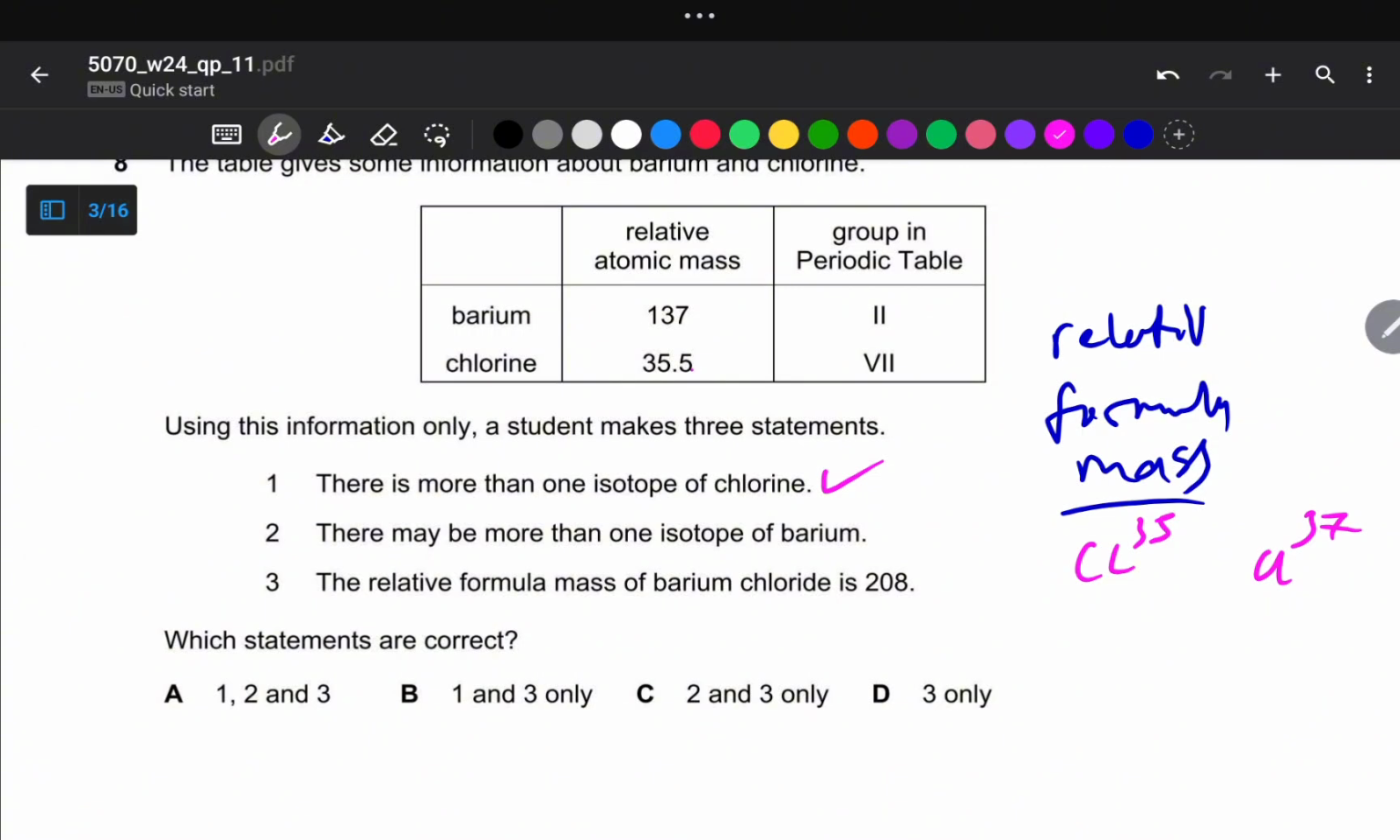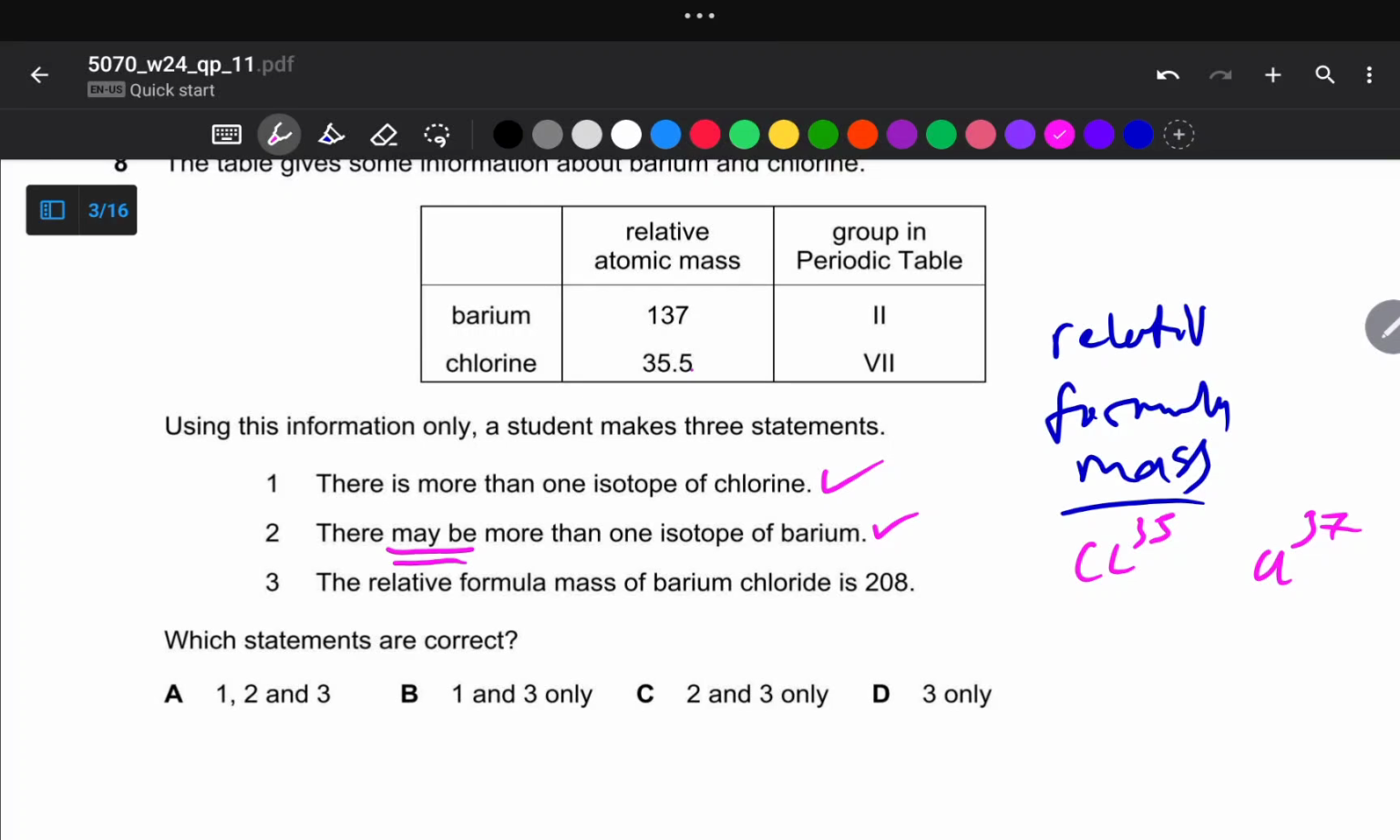And then we've got statement number 2, which says there may be more than one isotope of barium. So this one is tricky. We've got this statement which says maybe. Maybe doesn't give us absolute certainty, but there is a possibility of having the isotope. So this becomes true. Why? Because we are having a possibility. It may happen or it may not happen, right? So it can be true, right?